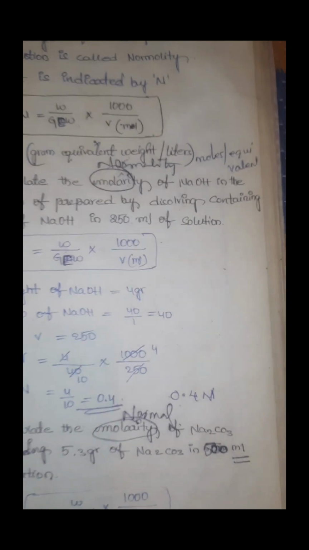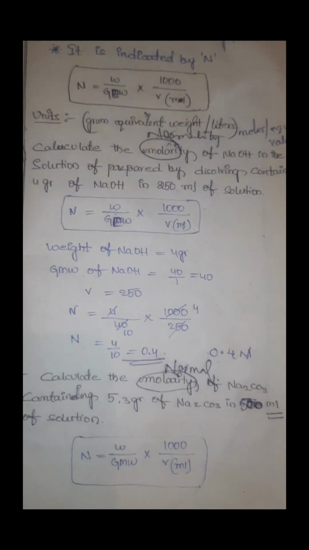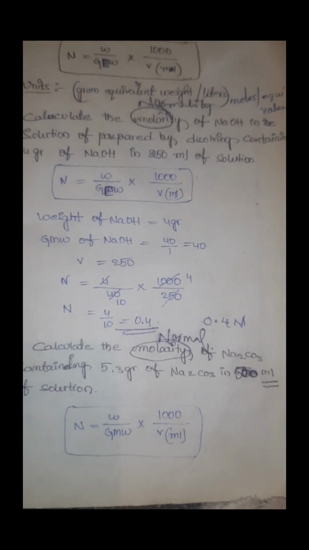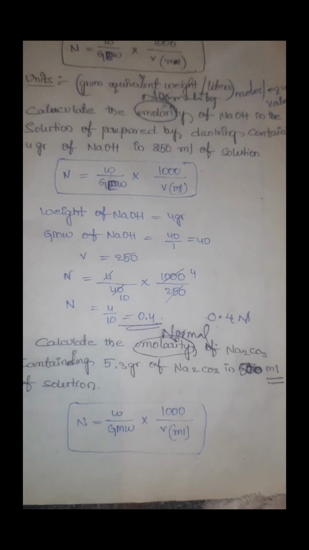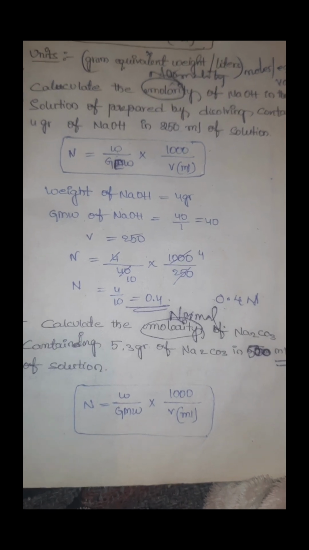Next, you have to see a different concept here, that is normality. Normality uses gram equivalent weight, which you have to find. The unit is gram equivalent weight per liter. Calculate the normality of NaOH solution prepared by dissolving 4 grams of NaOH to make 50 ml of solution. The weight is 4 grams, the molecular weight is 40 grams. Here we find the equivalent weight, GEW, not GMW. How do we find the gram equivalent weight? The same manner as previously.